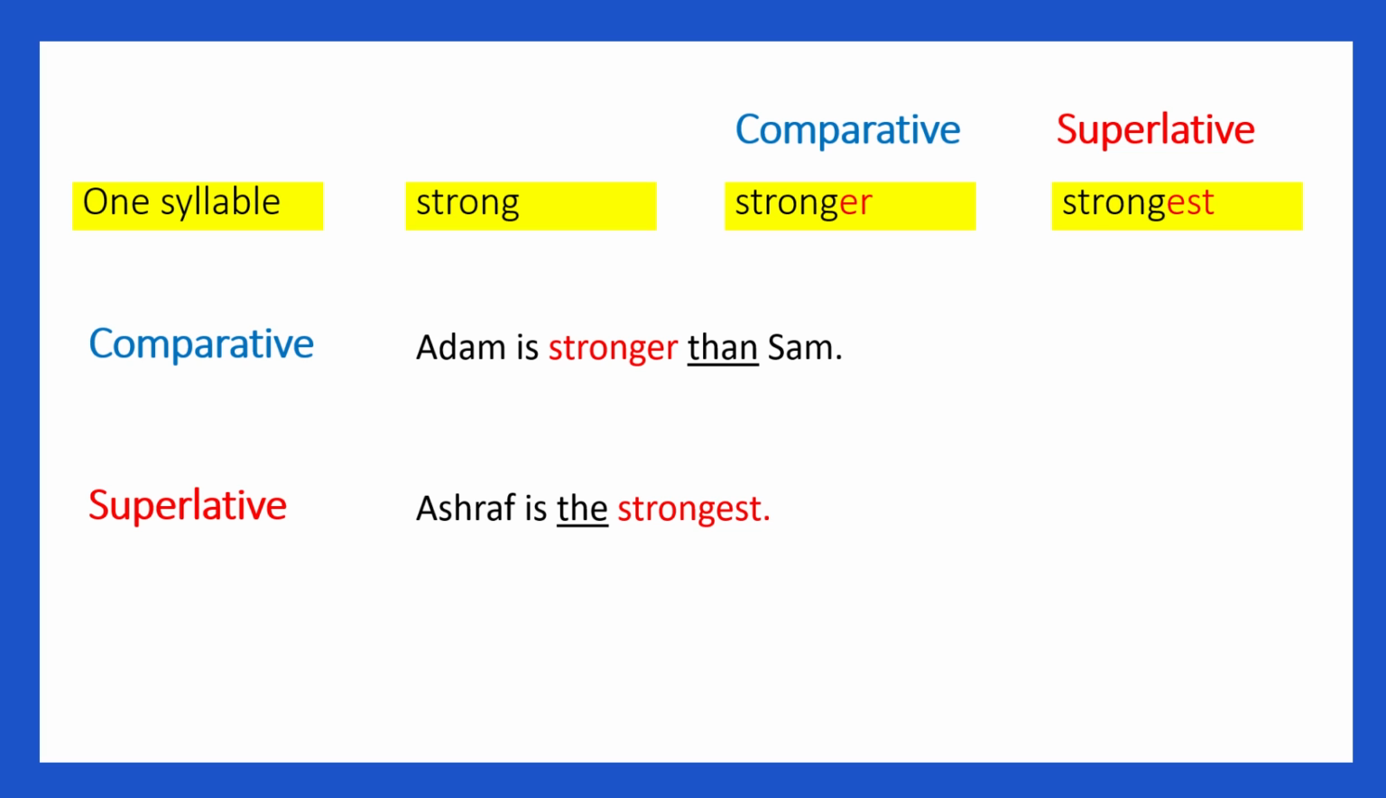Okay? Comparing two people. Like this sentence, we are comparing Adam and Sam. So the article the is always used before the superlative adjective. Okay, please refer to this sentence, the strongest.